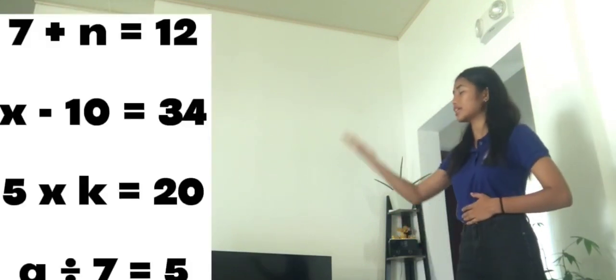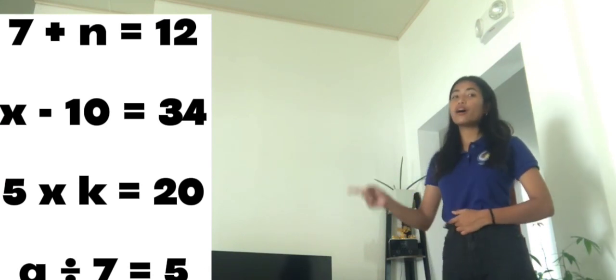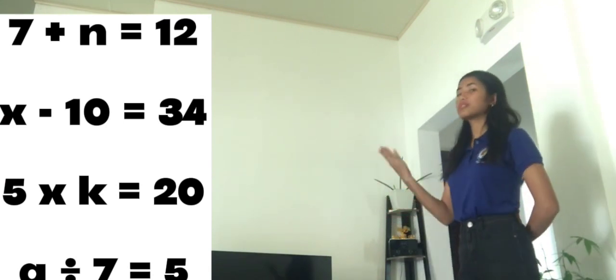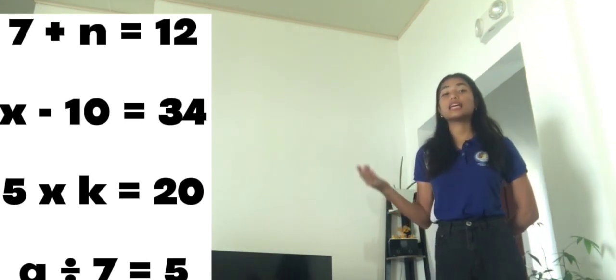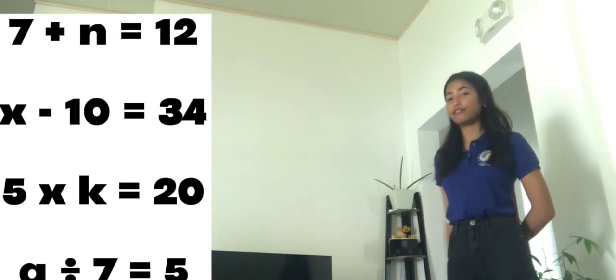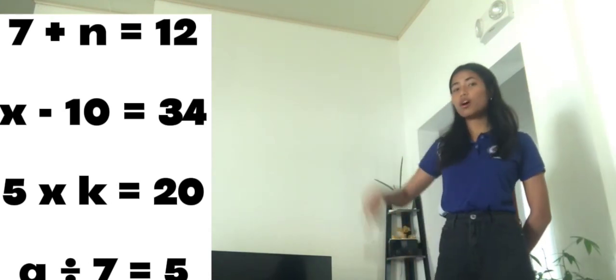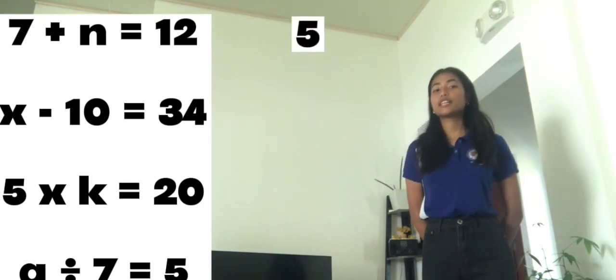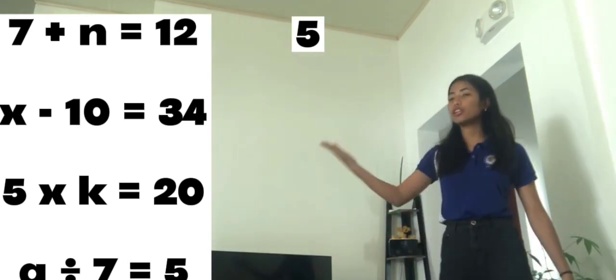We can also assign letters or variables to stand for the missing values in a number sentence. So here are the examples: 7 plus n equals 12, x minus 10 equals 34, 5 times k equals 20, and a divided by 7 is equal to 5. So what do you think is the missing number in number 1? Yes, it is 5, because 7 plus 5 is equal to 12. How about number 2?